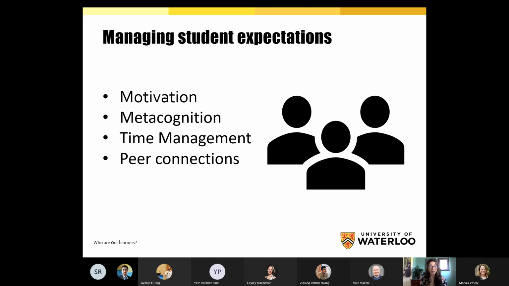So what does this mean for you? Really, briefly, just keep these various motivational orientations in mind and think about how you can engage those motivations in different ways for your students.